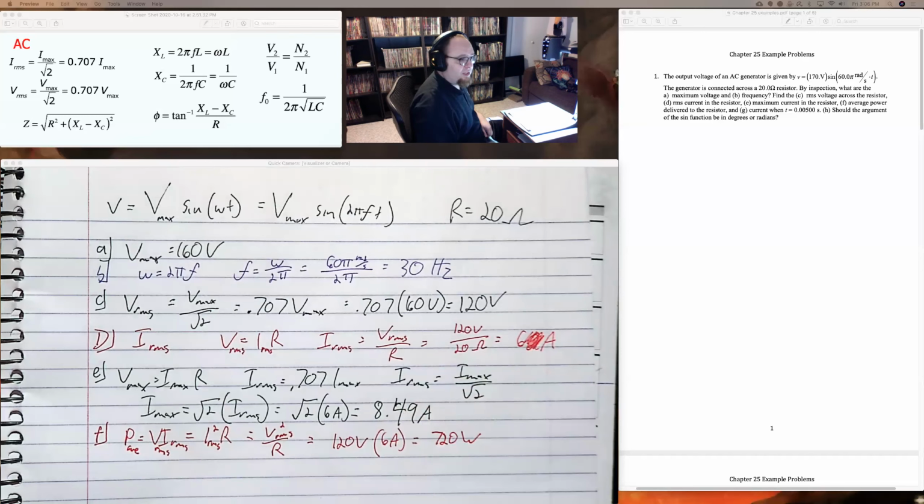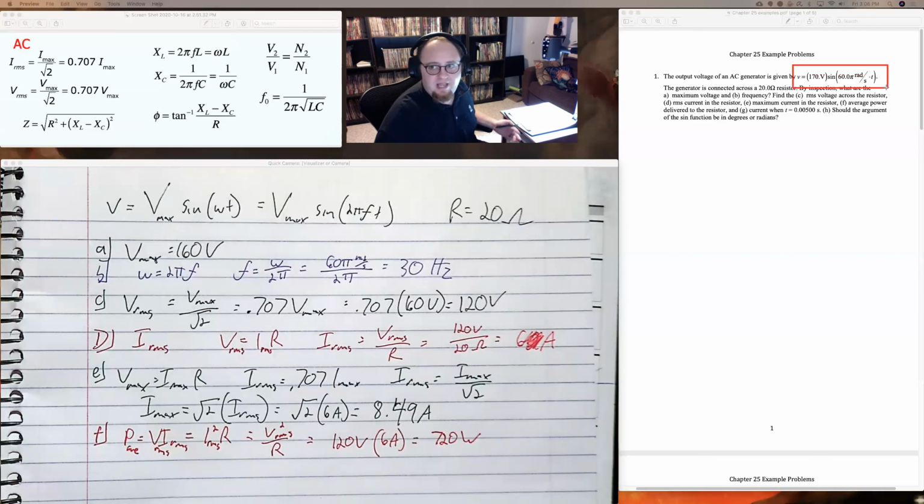G, what is the current when t equals 0.005 seconds? I'm not even going to bother. Well, I can do this two ways. I can either find the voltage when the current is that and solve, since we have this equation for the voltage, so I can just plug in that time. Or I could go straight to a current equation.